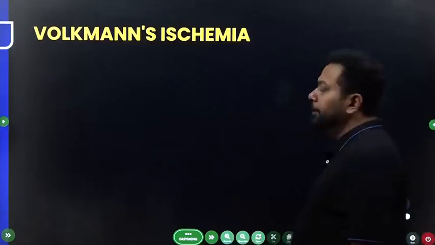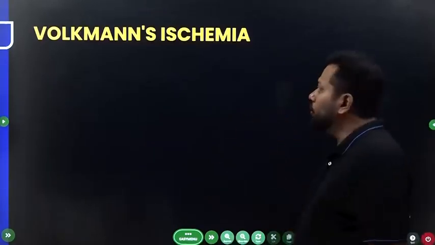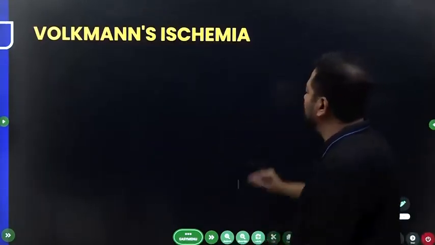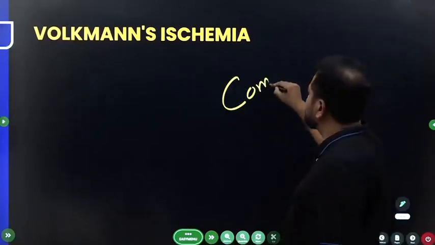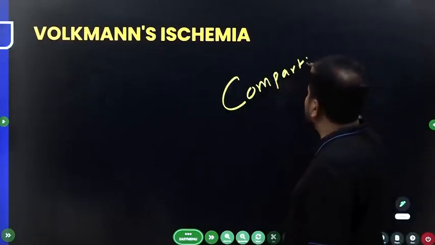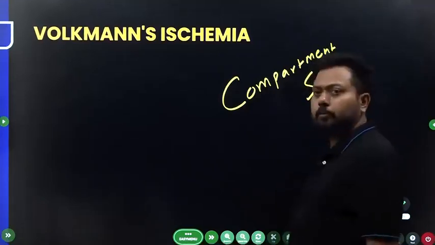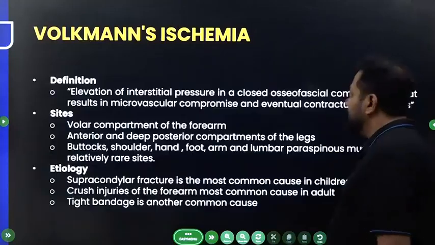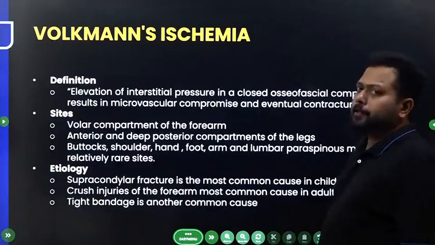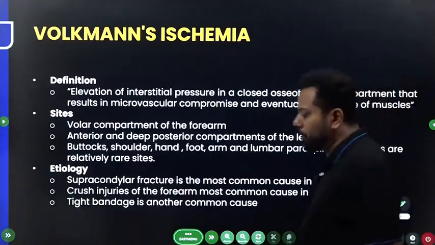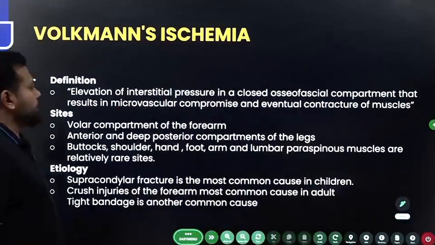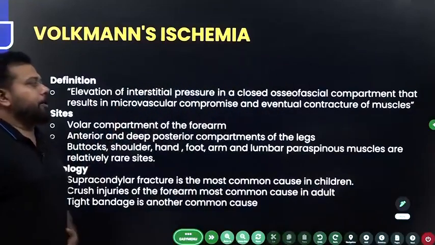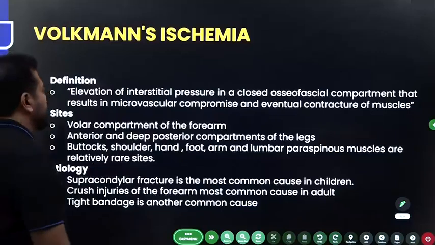Coming to next important complication, Volkmann's ischemia. This is otherwise called compartment syndrome. Volkmann's ischemia is otherwise called compartment syndrome. Elevation of the interstitial pressure in the closed osteofascial compartment that results in microvascular compromise and eventual contracture is called compartment syndrome or Volkmann's ischemia.